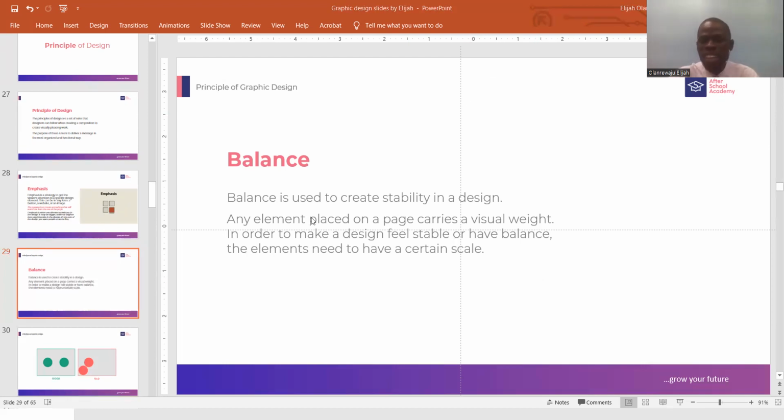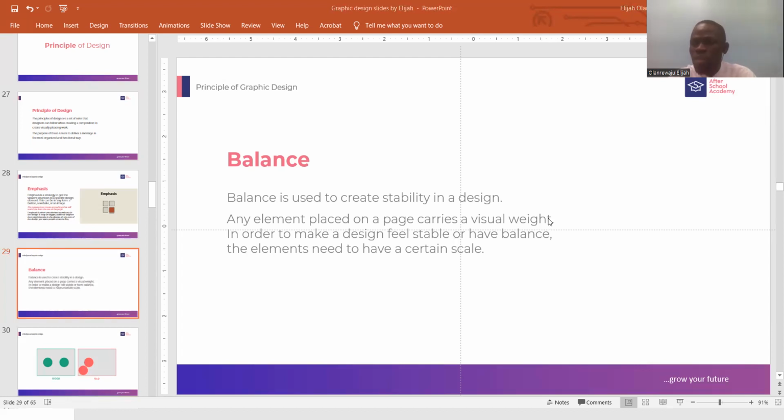So now, balance is important in your design. Your design must be balanced, right? The same way when you enter a room, probably your living room, everything must be balanced, right? There are some things that will be big and there are some things that will be small. You can't give everything the same attention. You understand my point? So now, an element placed on the page carries a visual weight.